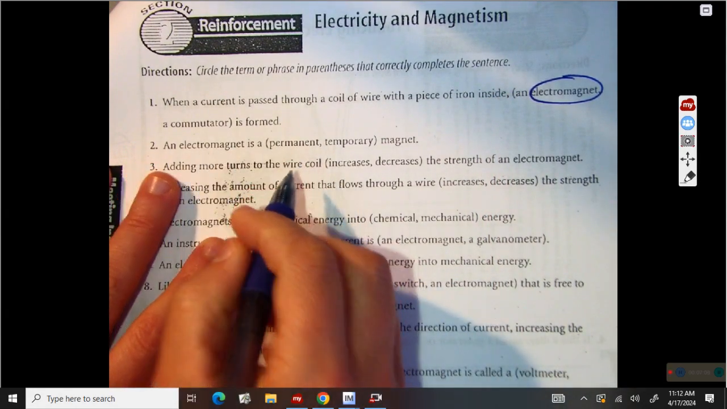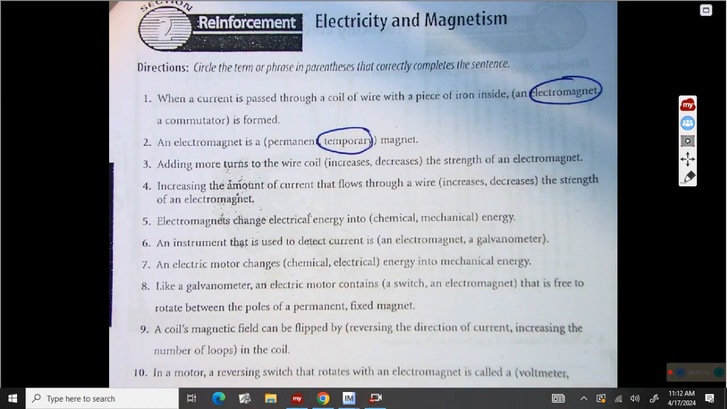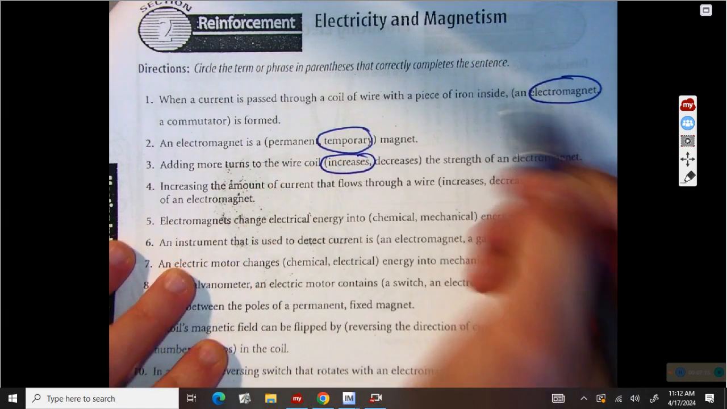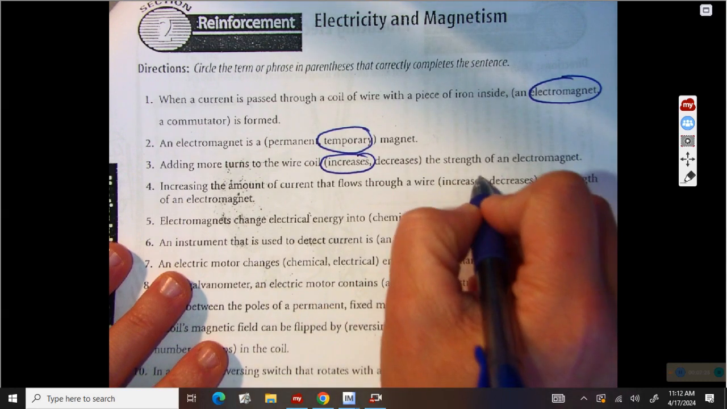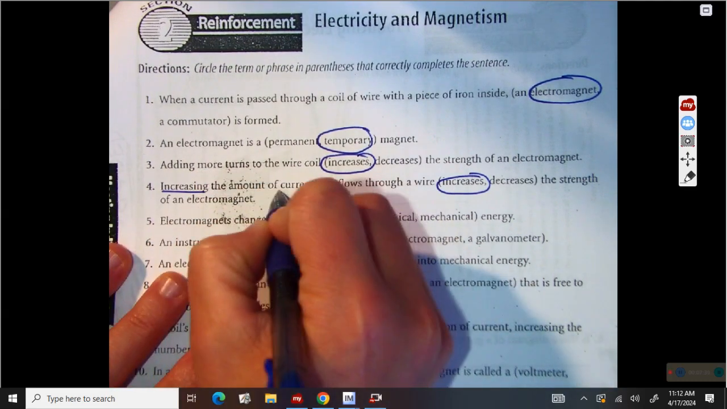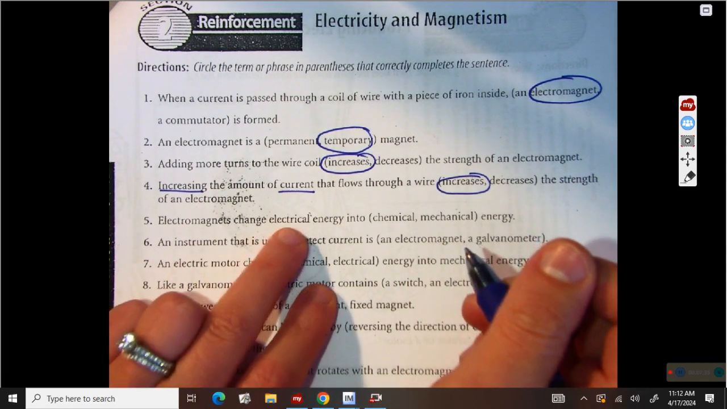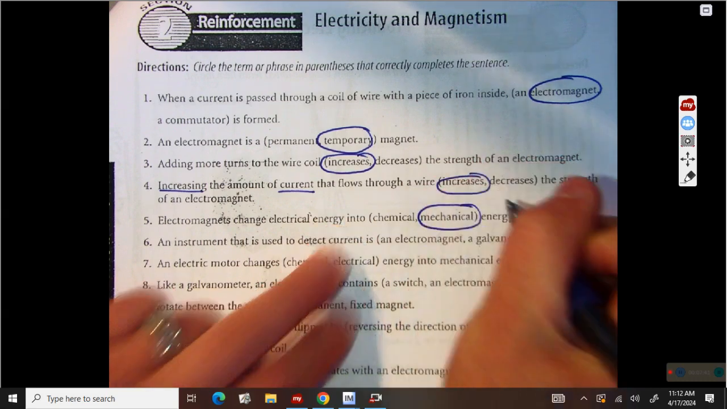An electromagnet is a temporary magnet. We made it out of a nail, per se, and copper wire attached to a battery. If we add more wire coil, we're going to increase the strength because there's more current flowing. If we increase the amount of current flowing, it increases the strength of the electromagnet. Electromagnets change electrical energy into mechanical energy, as it did in the motor. It spins.